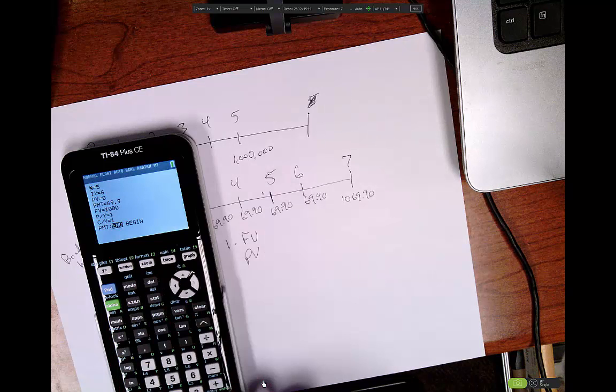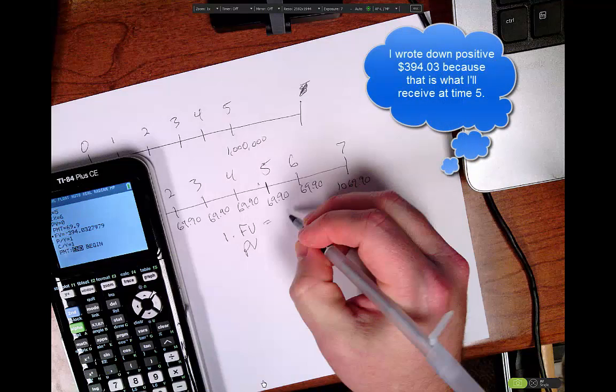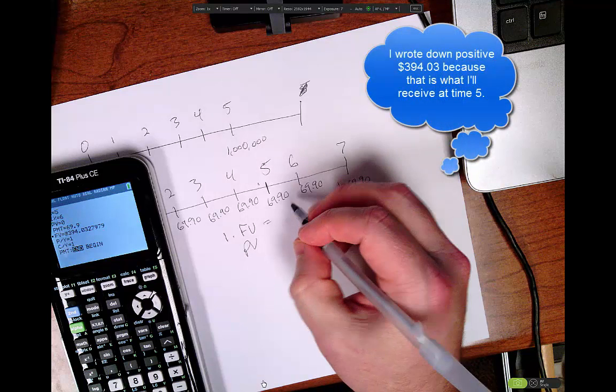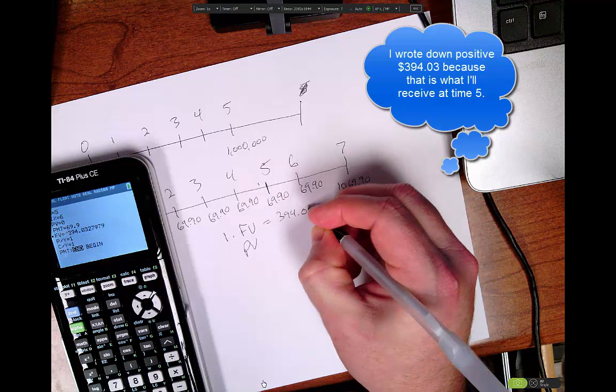So I press alpha and solve. And it gives me negative 394.03. So my future value is equal to negative 394.03. Okay.